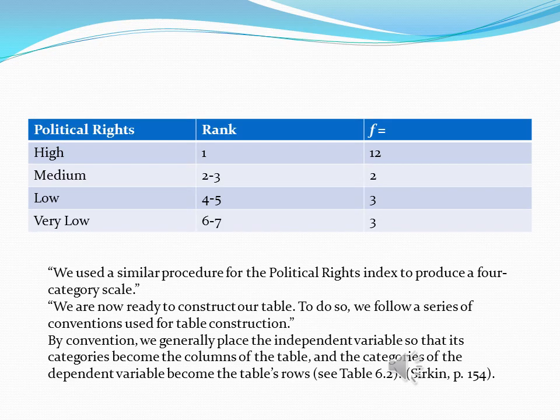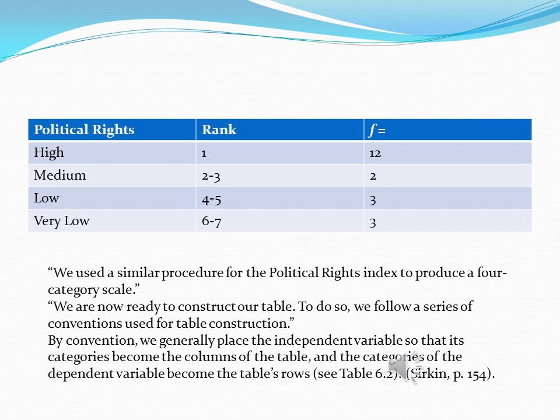Now we look at how they did political rights, rank, and frequency. Notice the columns again, political rights: high, medium, low, very low. And then the rank: for high is 1, for medium is 2 to 3, for low is 4 to 5, and for very low is 6 to 7. And then the frequencies you see in the column on the right: for high, the rank is 1, the frequency equals 12; medium, the rank is 2 to 3, the frequency is 2; for low, the rank is 4 to 5, and the frequency is 3; and for very low, the rank is 6 to 7, and the frequency is 3.